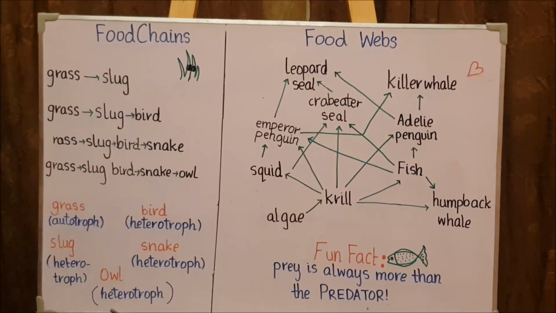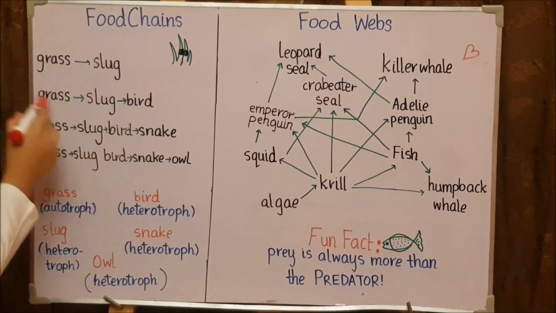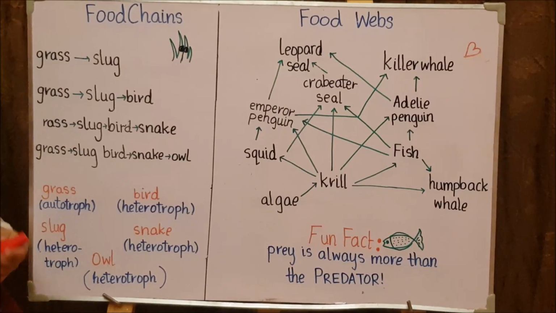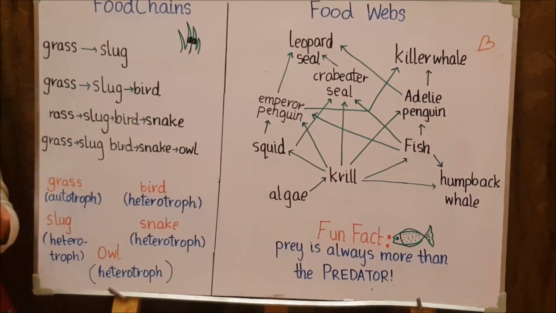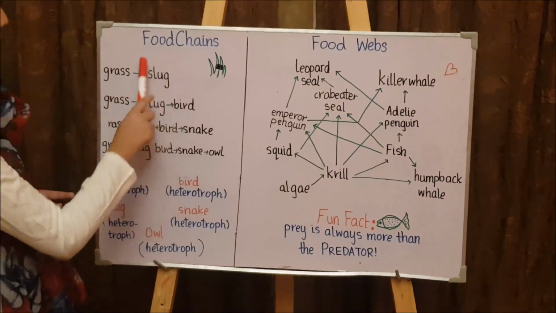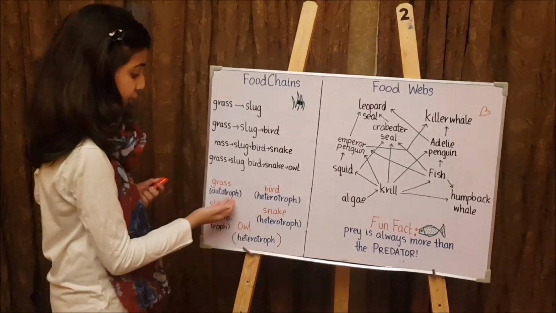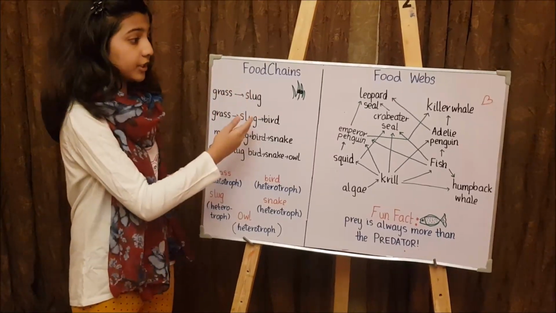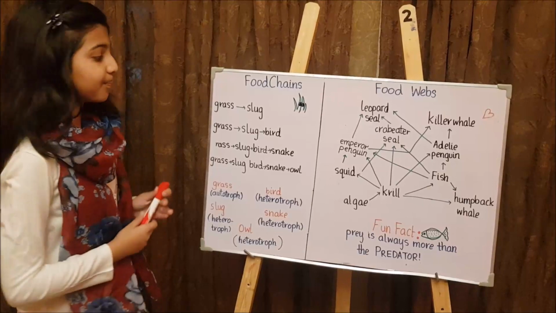Slug in the food chain is a primary consumer because it's feeding on the producer. The primary consumer is never a carnivore. It is always a herbivore or an omnivore. The slug is the second trophic level, also called the heterotroph. It is called the heterotroph because it is dependent on the grass for energy.